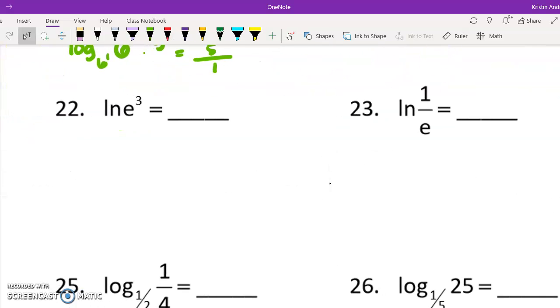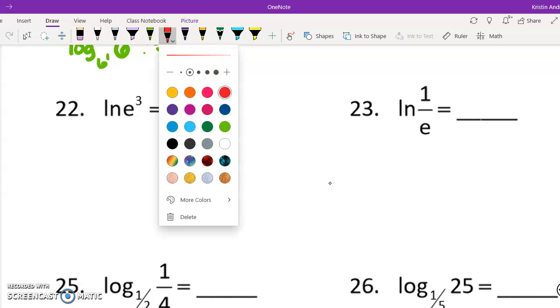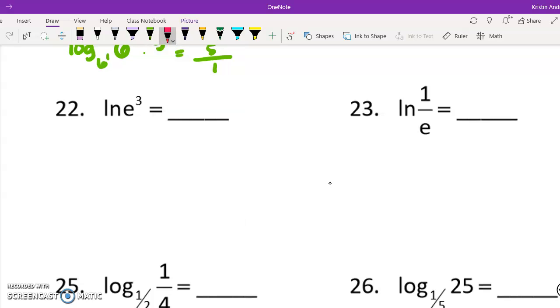Okay, 22, we have an ln. ln can be converted into log base e. Log base e is the same thing as writing ln, so this right here, I'm just going to erase that because that's log base e. And then we still have e to the third. So these are matching bases. This is e to the first and e to the third. I'm going to do 3 divided by 1 is 3.